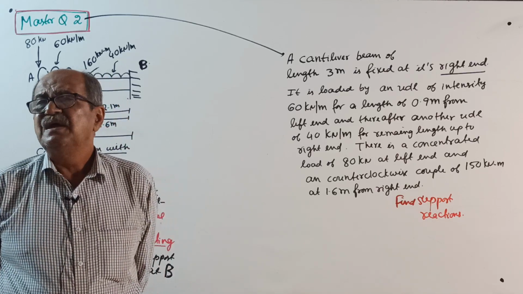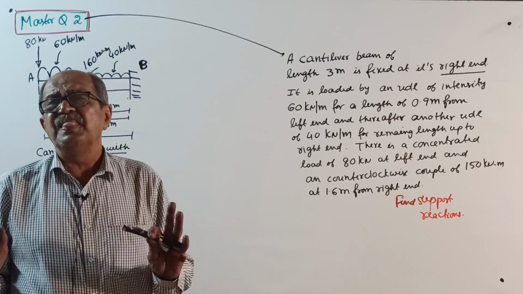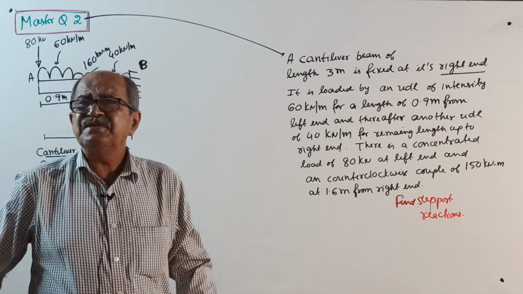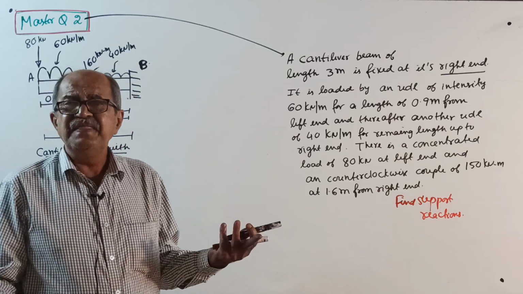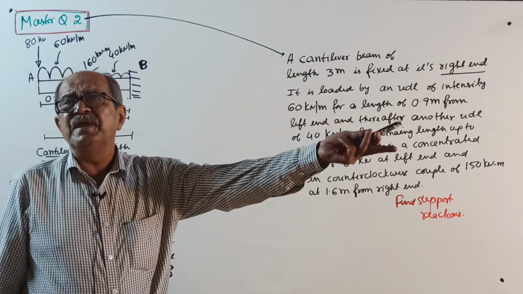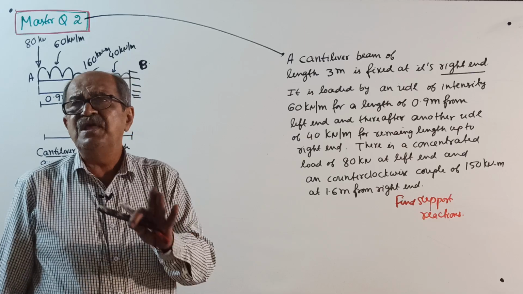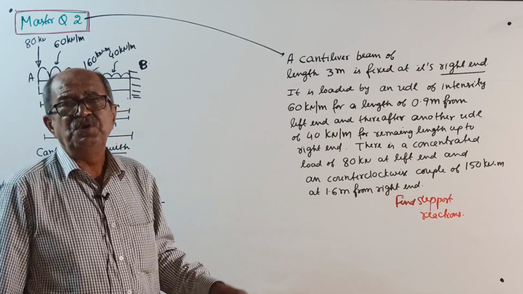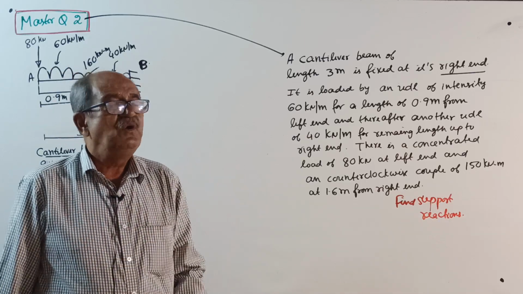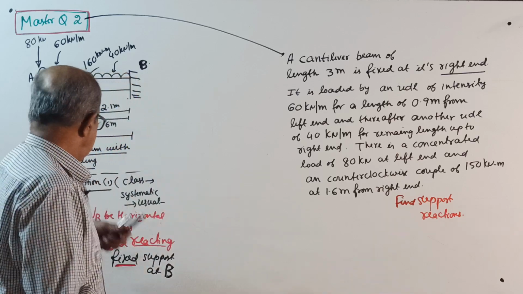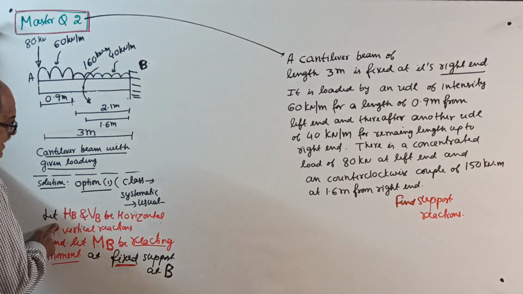Reacting moment: if it is crystal clear, okay, done. If it is not crystal clear, assume clockwise, or anything, whatever you want. After solving, the sign will tell you correct or wrong. So, option 1 is systematic. Option 2 is shortcut. I told last time. Very fast solution.